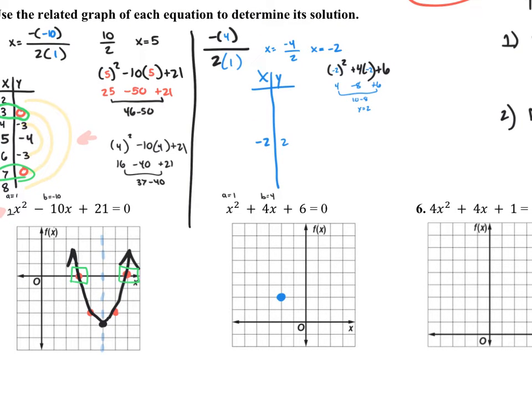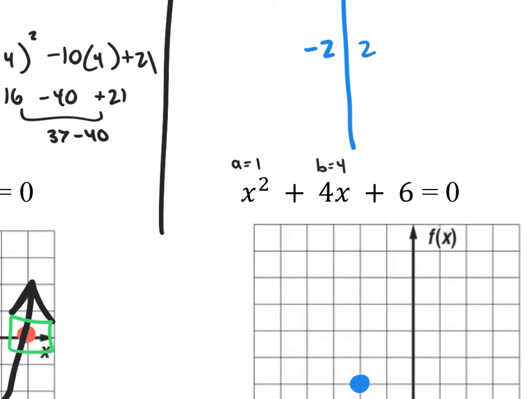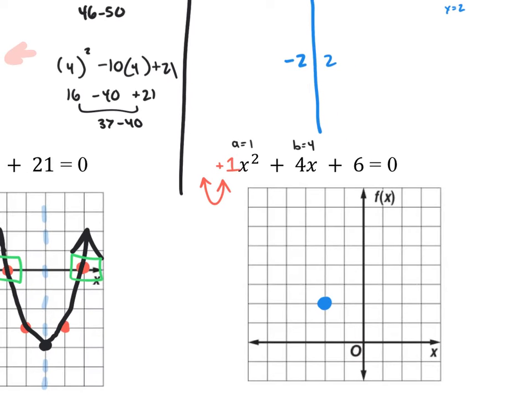Now, something you may have realized, especially if you've really been paying attention, is that this has a positive a value with it, which means that this quadratic is going to open up. So if we're looking for solutions, and we know that this quadratic is going to be opening up, right? We're not going to have any x-intercepts. We're never going to cross this.